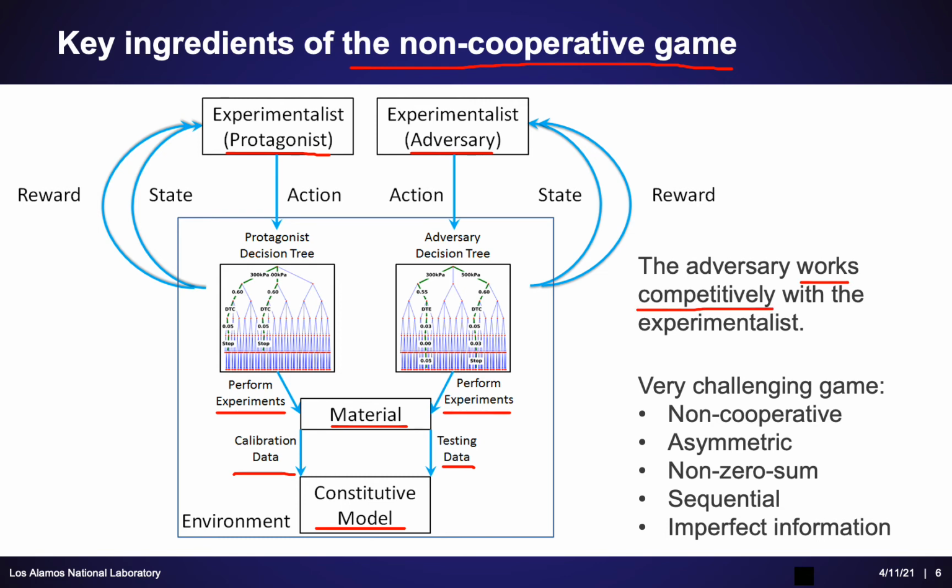The goal for the adversary is to make the model look as bad as possible so it works competitively with the experimentalist. This is a very challenging game that the Nash equilibrium are hard to find because it's non-cooperative, is also not symmetric because the payoff of a particular strategy depends on whether the protagonist or adversary is playing. It's also non-zero sum because the rewards for the agents do not add up to zero. It's sequential because the adversary is aware of the protagonist's strategy in order to attack accordingly. It's also imperfect information because the protagonist does not know how the adversary will attack.